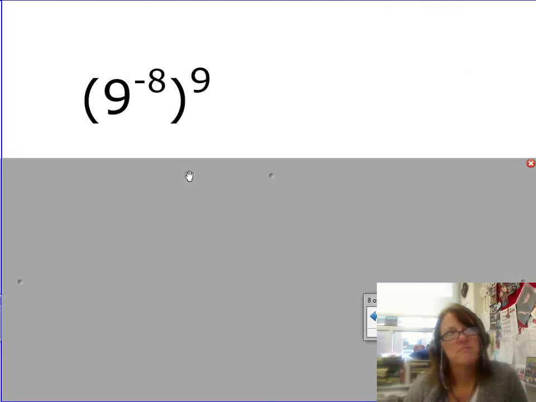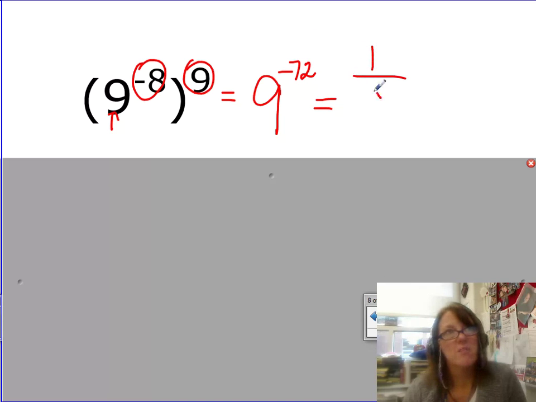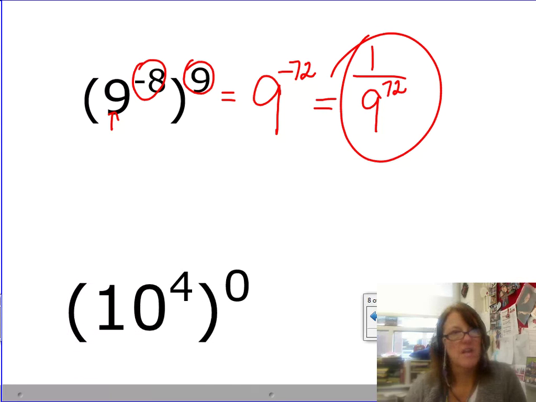Awesome. Look at this guy. Oof. This is a big one. Okay, 9 is your base. That's this number. Power to a power, so multiply the exponents. Again, technically that's okay, but I prefer writing it with a positive exponent, which means put it in the denominator of your fraction.